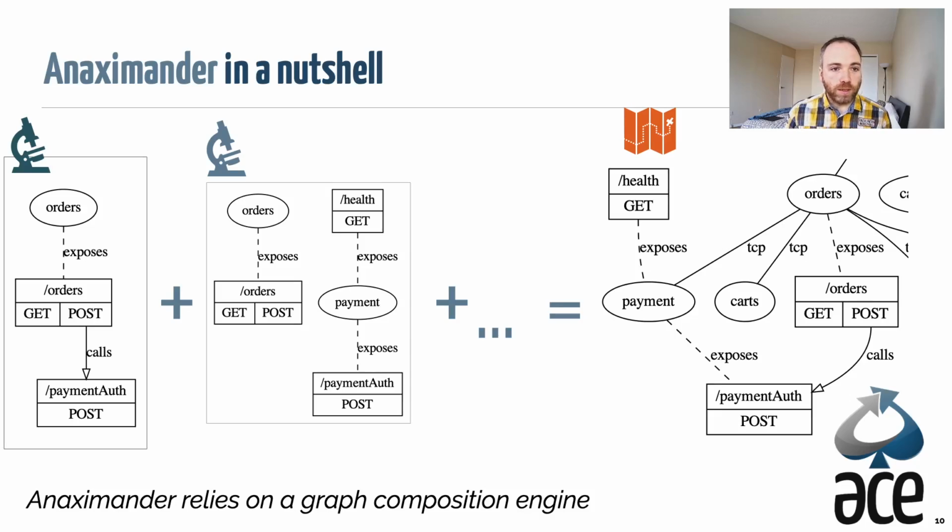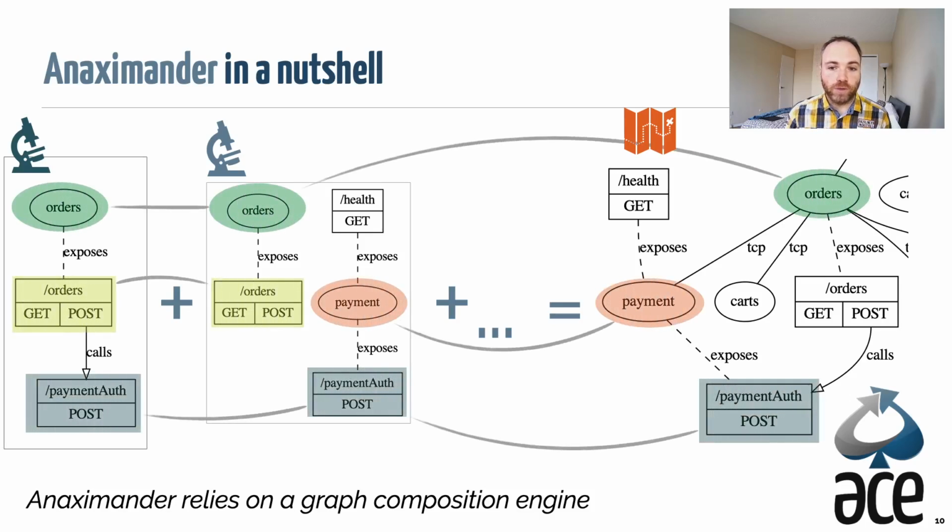So how does it work in a nutshell? Each probe will send you a map using this pivot description language, here represented as graphs. And we're going to use a graph composition algorithm, like classical graph composition merge approaches, to build the composed map and enrich the map step by step.